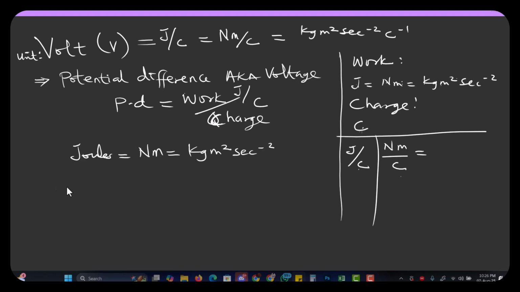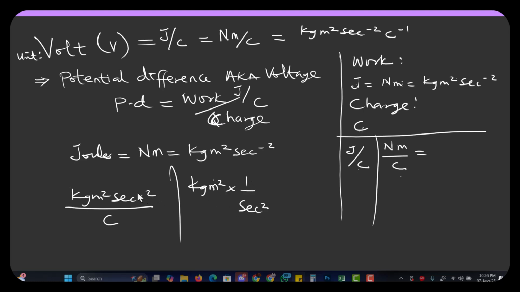The third one is going to be kilogram meter squared per second squared, all over our charge. Since it's all over charge, let me write this properly so that you understand how I did it. I'll write kilogram meter squared. This pair is the same thing as saying times. This pair is the same thing as 1 over second squared. This line is divided, divided by coulombs.